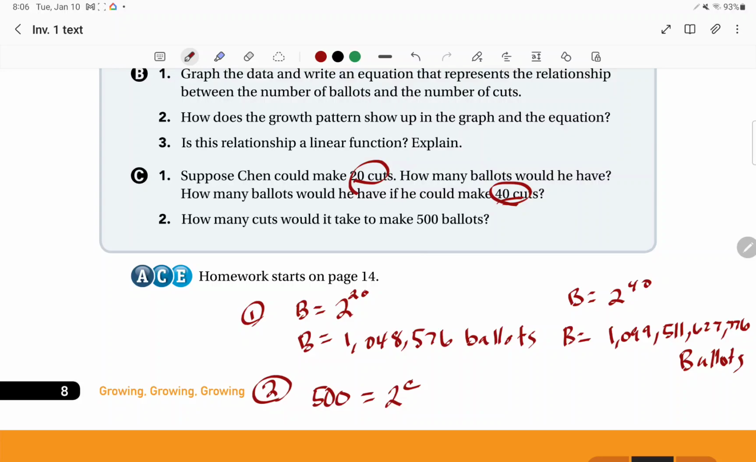Go back to your table. Right? If you look at your table at 9 cuts, right? So if you had 2 to the 9th, that's 9 cuts, you would have 512 ballots. So that's going to be our answer, because you would need to cut 9 times to at least have 500. So in this case, it's going to require 9 cuts of that paper to get 500 ballots. You would actually have 512. You could not get exactly 500. You would have those 12 extras.